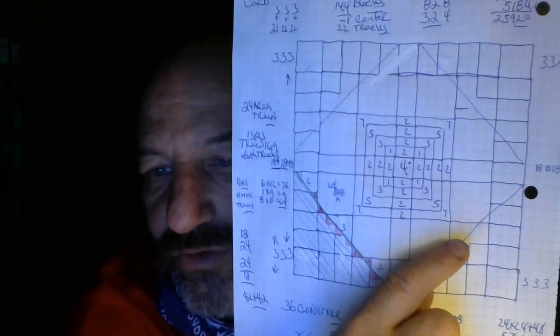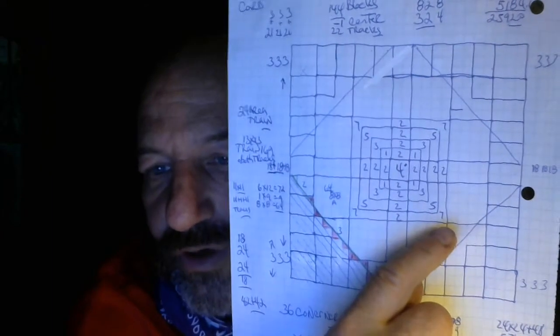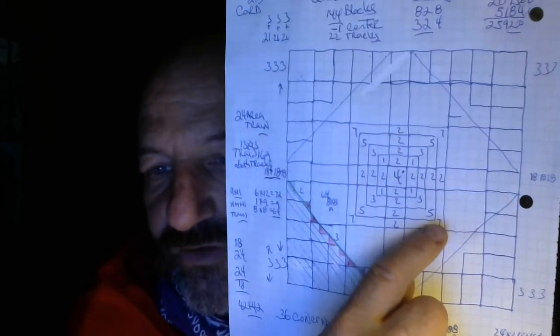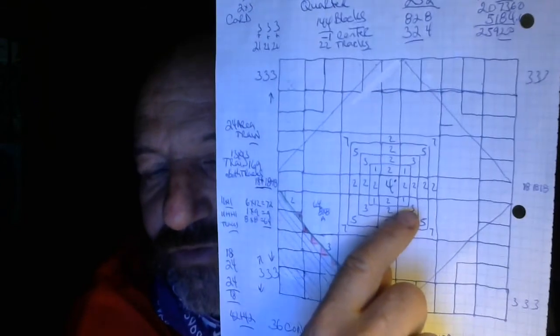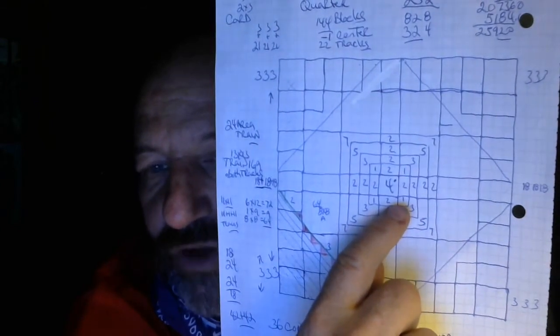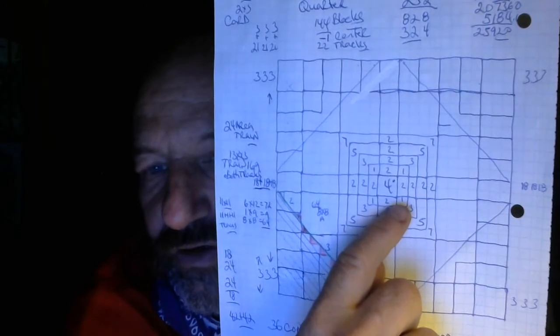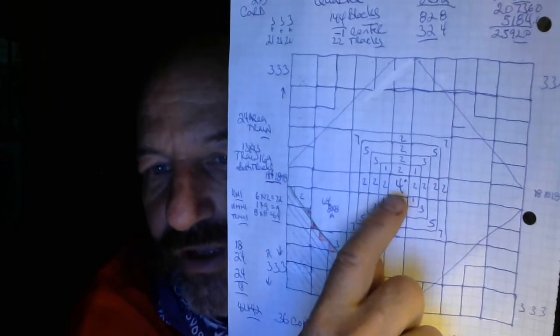Then we have 60. Then we have 52. Then we have 44. Then we have 36. Then we have 28, cycle of the moon. Then we have 20. Then over here we have 12. Over here. Then over here we have 4. And that's how it begins.